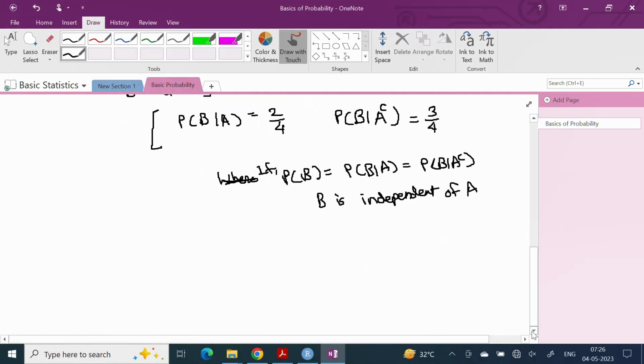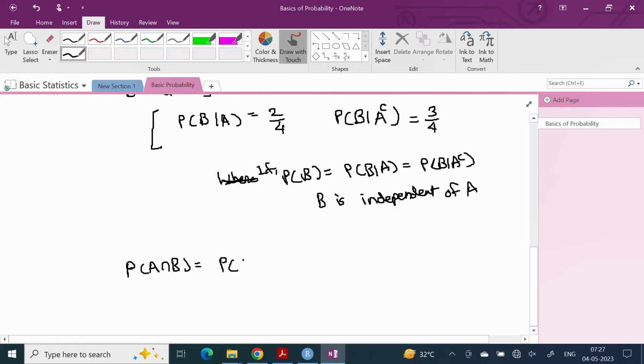And in such a case, our formula for intersection is modified. So if I want to compute the probability of A intersection B, that means we want the probability of happening of A as well as B.